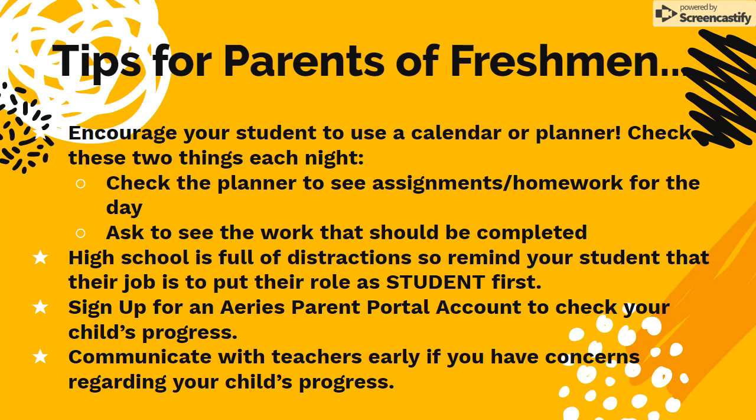Most students who struggle in high school do so because they're missing assignments, and the zeros end up being gradebook killers. These nightly checks will ensure that your child stays on track. Second, most freshmen only have 3 to 4 academic courses, so encourage your students to make these classes a priority. High school can have lots of distractions with new friends, sports, clubs, dances, so always remind your child that they have to be a student first.